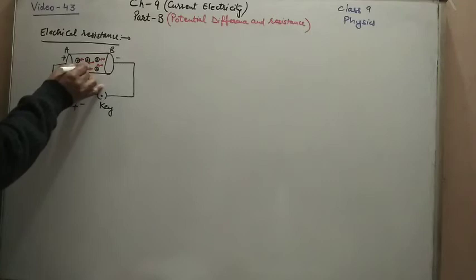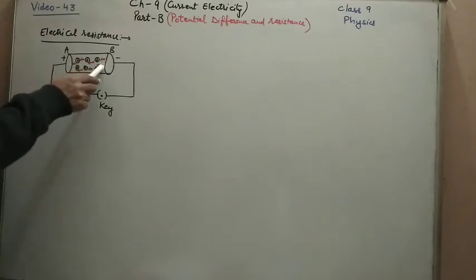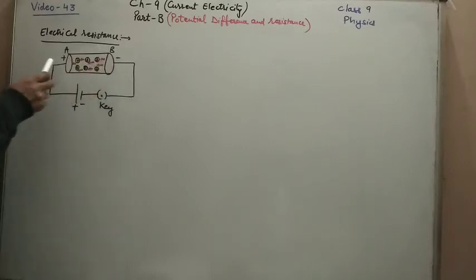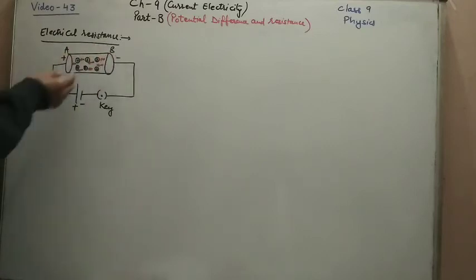In this way, these electrons, because of their negative charge, will be repelled by this negative charge and will be attracted towards positive charge. But in the bulk, all these electrons can't reach over here because of the presence of these ions. So they will strike with these ions and will lose their kinetic energy.